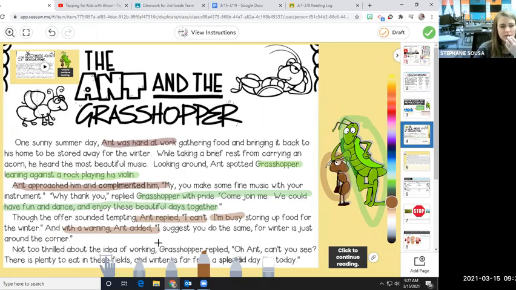Not too thrilled about the idea of working, Grasshopper replied, Oh, Ant, can't you see? There is plenty to eat in these fields, and winter is far from a splendid day like today. So look at that, not too thrilled about the idea of working. So not only does Grasshopper play around, it seems like he plays too much because he's just playing and goofing around here when he should be working. He doesn't like the idea of working. Okay.